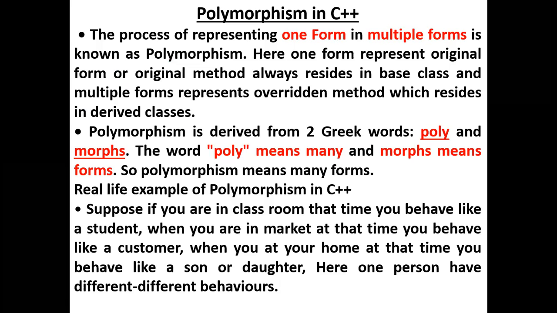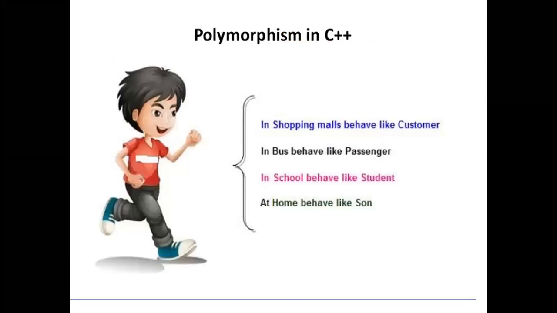Suppose a boy is a student. In college, he is a student. In a shopping mall, he is a customer. In a bus, when he rides the bus, then he is a passenger. In school, he behaves like a student, and at home he behaves like a son. Means the person is one, but he behaves in different forms in different environments.